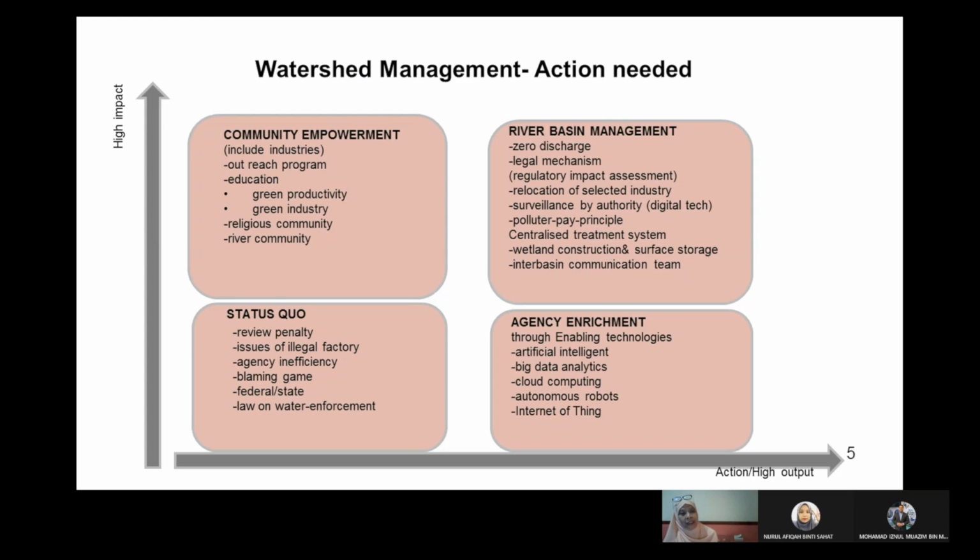If you look at the vertical arrow, we have the high impact, and the horizontal will take you to the actions and the high outputs. Now, let's look at community empowerment. A lot has been talked about CSR projects by the industries, by the NGOs, and so forth. What I want to focus on here is that the industries have to play a bigger role in this community empowerment, simply because what they have been doing is not enough to protect the watershed. You see?